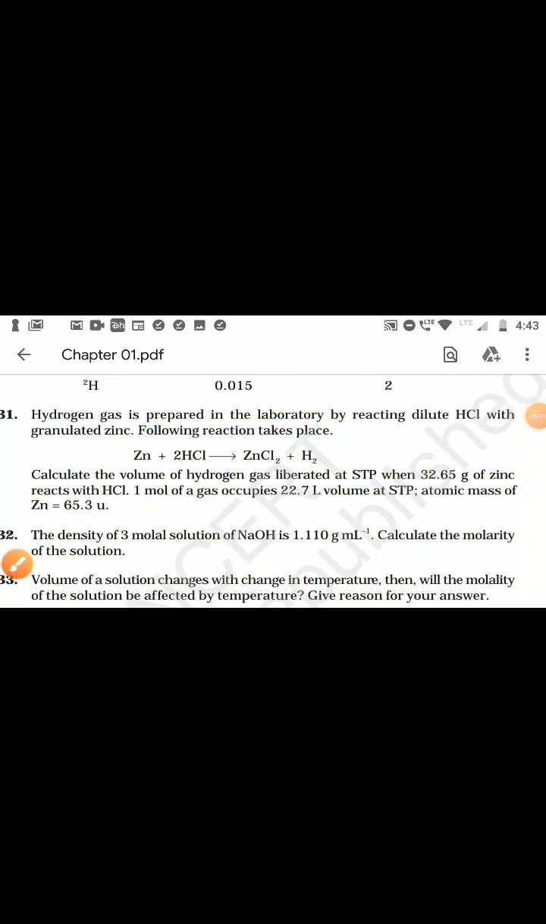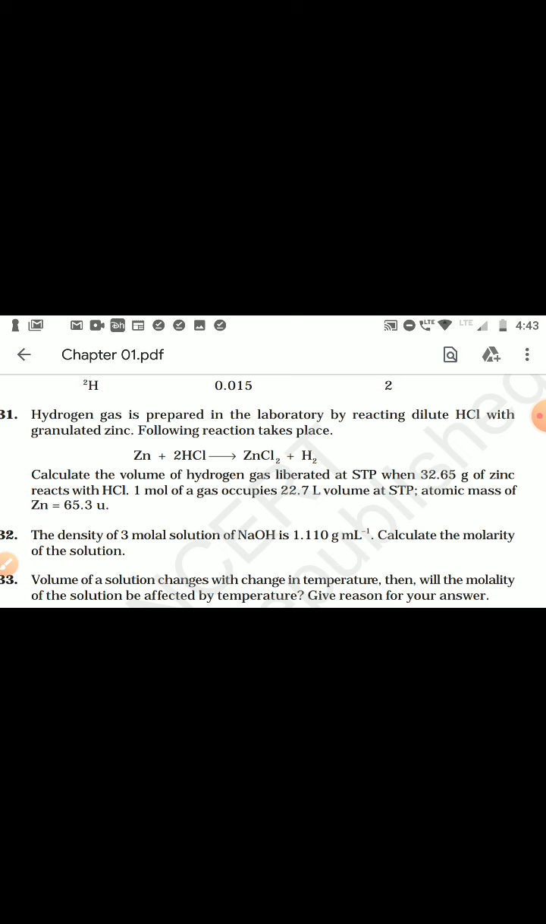So hydrogen gas is prepared in the laboratory by reacting dilute hydrochloric acid, HCl, with granulated zinc. The following reaction takes place: zinc plus 2 HCl gives ZnCl2 plus H2. This reaction represents 1 mole of zinc reacting with 2 moles of hydrochloric acid. It gives 1 mole of ZnCl2 plus 1 mole of H2.